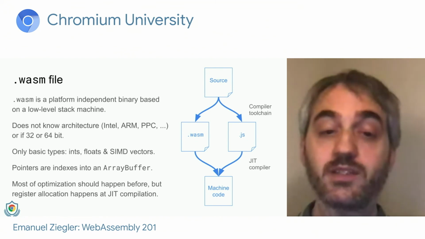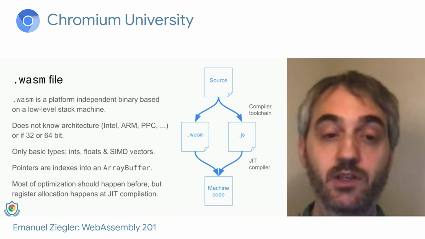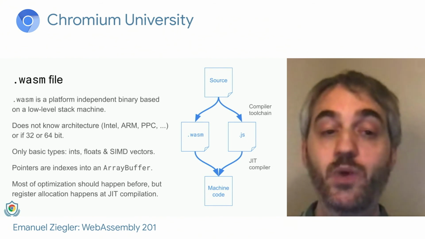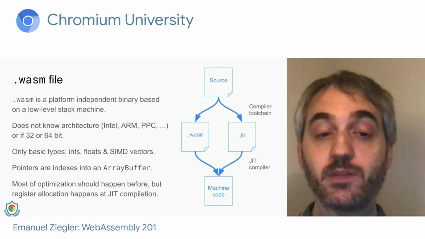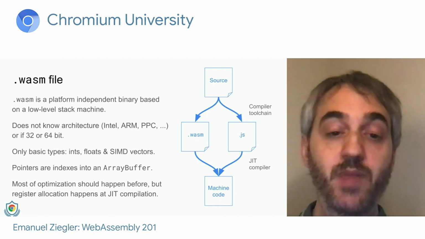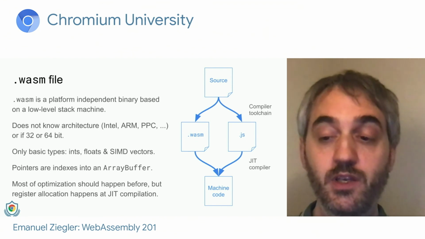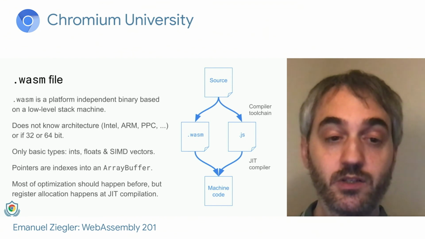So you can see we are indeed very low level. No matter whether you're running on 32 or 64-bit, you always have access to 32 or 64-bit integers and floats. So you don't really have to know how this is going to be turned into the target architecture.